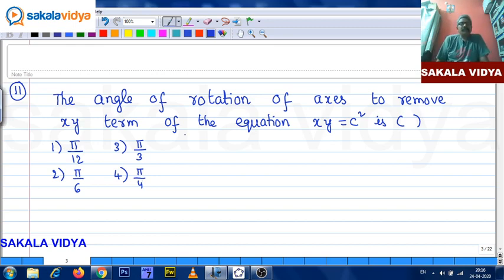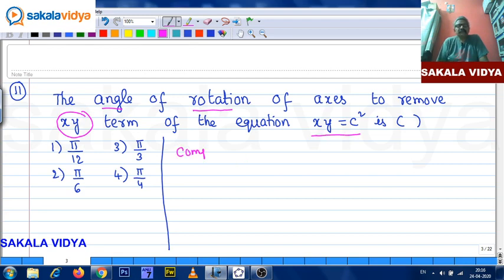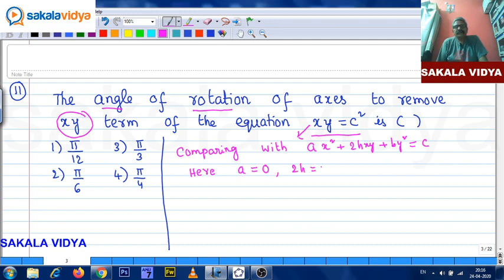Okay. So now the angle of rotation of axis to remove the second degree term from the equation xy is equal to c square. This equation needs to be compared with ax square plus 2hxy plus by square is equal to something constant. Here a equals x square coefficient, which is 0, 2h is equal to 1, the xy coefficient, and b is equal to 0. So that means here we have the angle of rotation theta is equal to 45 degrees, providing a equals to b. Here a equals to b. So therefore, the angle of rotation is 45 degrees.